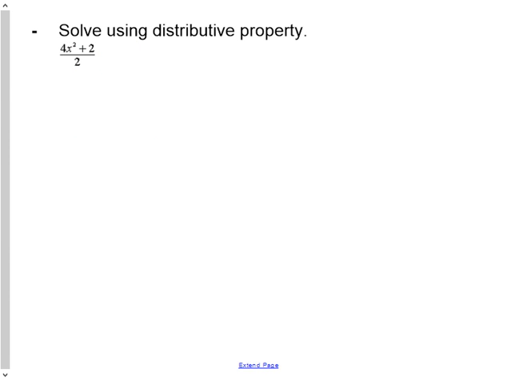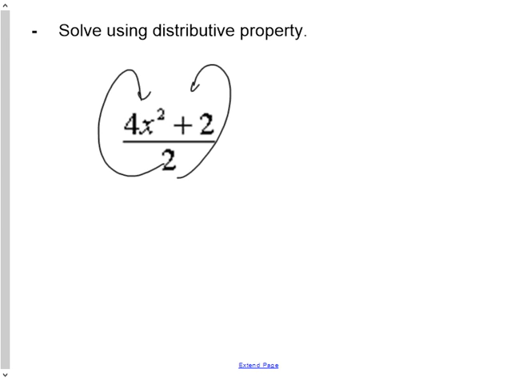Solve using distributive property. Now we're getting into the easier stuff. Use arrows to remind yourself that it's 4x squared divided by 2, and it's 2 divided by 2. That'll be 2x squared plus 1 is your solution.